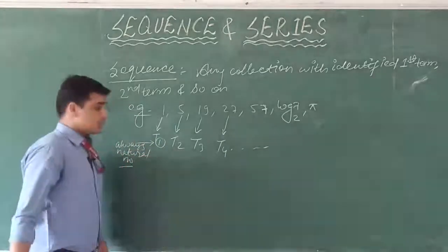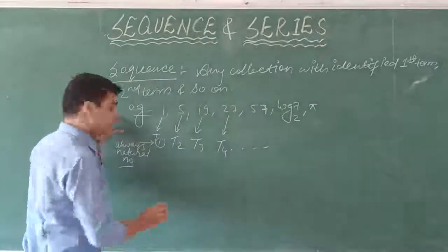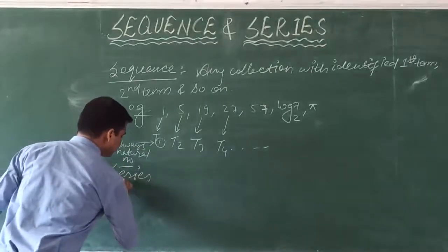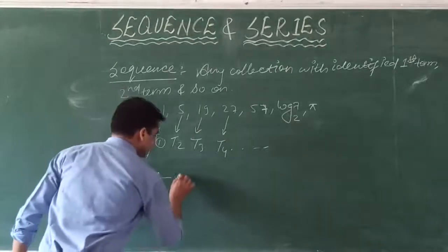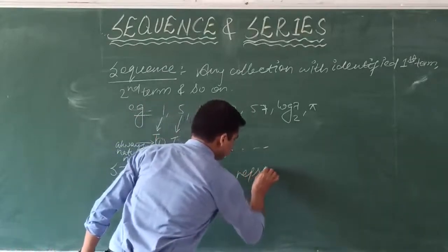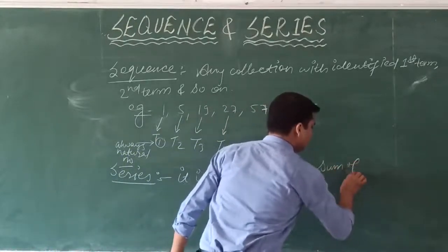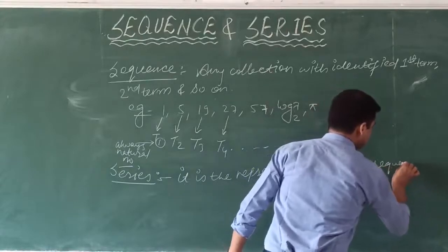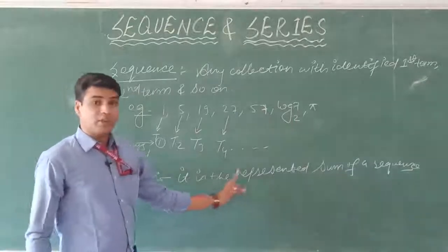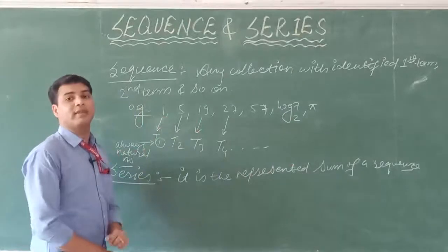Now I am going to discuss what is called series. Series is also the same. Series is the represented sum of a sequence. So what is the meaning of this? Series is the represented sum of a sequence. It means that instead of commas, if we use a plus sign, then it will become a series.